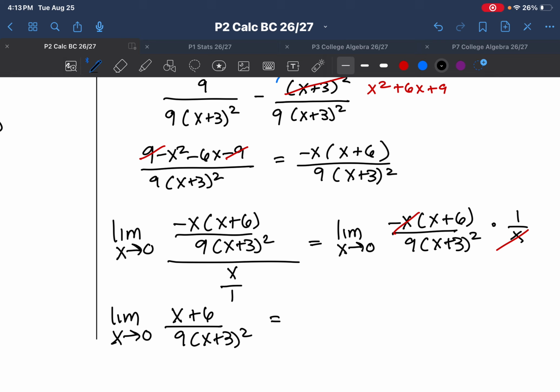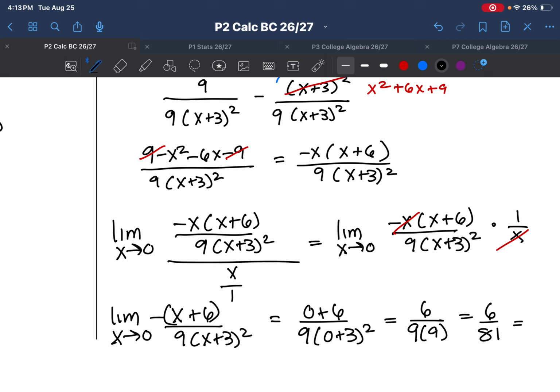Now using direct substitution, that leaves me with 0 plus 6 over 9 times 0 plus 3 squared, which is 6 over 9 times 9, so 6 over 81, which reduces to, I forgot a negative. So it's negative, which reduces to negative 2 over 27, because they are both divisible by 3.